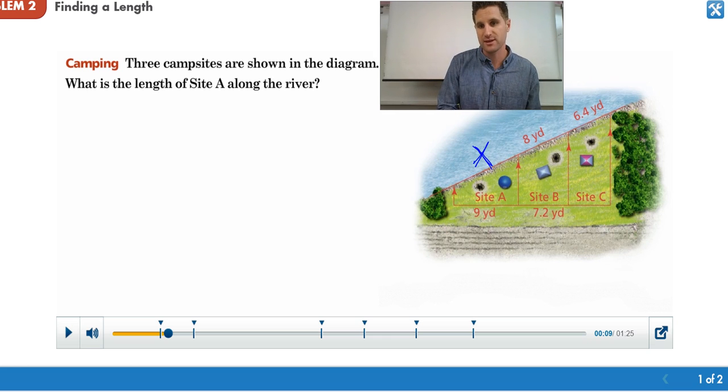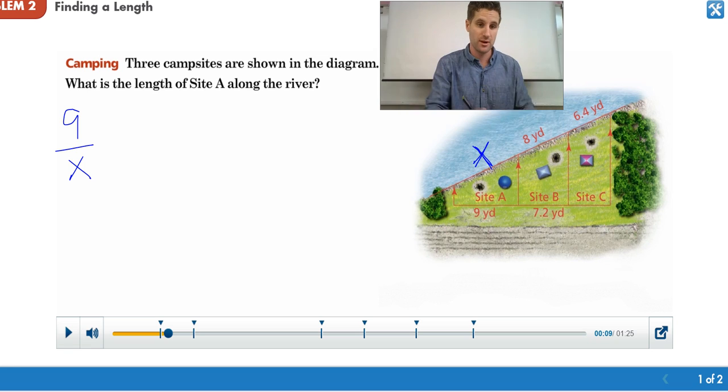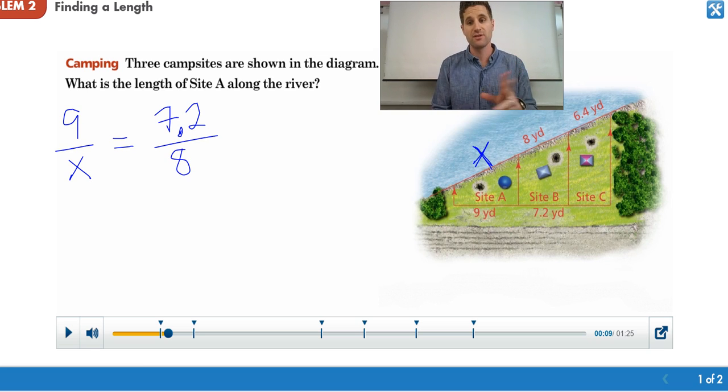Again, 9 with x and 7.2 with 8, we can do this. This is easy. So 9 corresponds with x. Notice I'm going from the bottom to the top here when I'm setting this up. So 9 to x, I'm going to do 7.2 to 8. Okay, notice everything's in yards, so we're good. We don't have to worry about changing any units, so that was something we have to think about. So our answer will be in yards, and we'll go ahead and cross multiply.